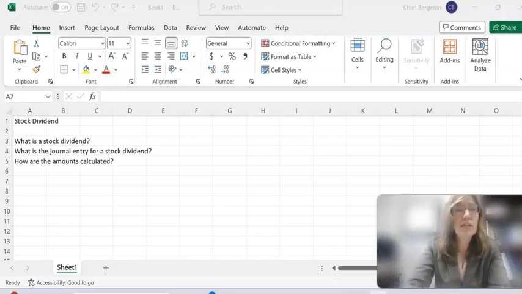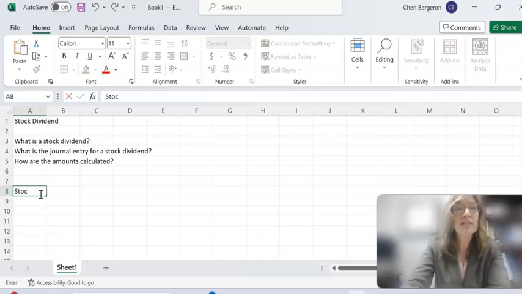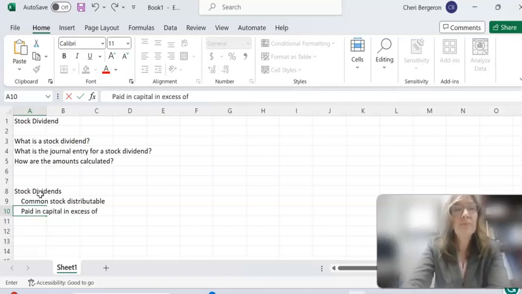So the journal entry for this is that you would debit an account called either stock dividends or dividends, so we'll just call it stock dividends. You could also call it dividends. And then we're going to be giving out common stock distributable, which is our shares of stock that we plan to distribute. And then anything above the par value will go to paid in capital in excess of par.